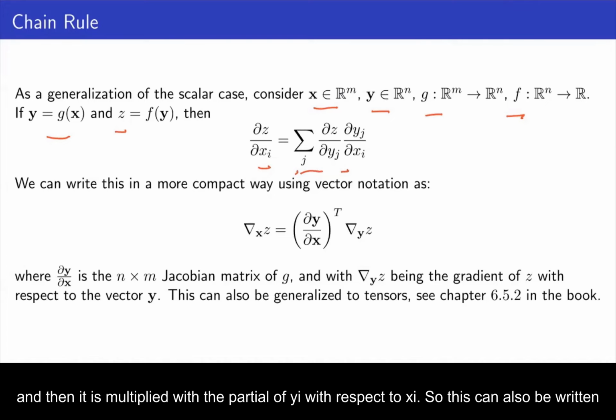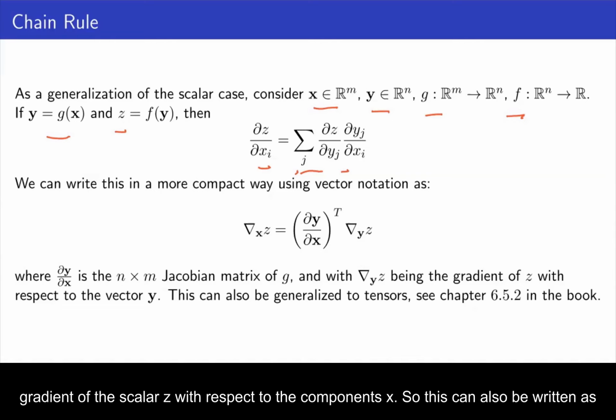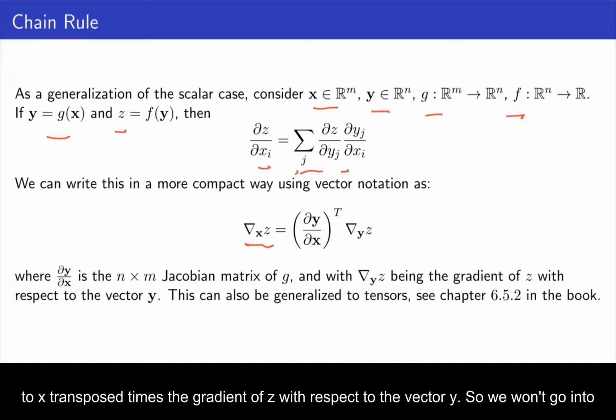So this can also be written in a more compact way using vector notation. Here we want to figure out the gradient of the scalar z with respect to the components of x. This can be written in this compact notation here. This is nothing but a Jacobian matrix: the partial of y with respect to x, transposed, times the gradient of z with respect to the vector y. We won't go into too much detail.